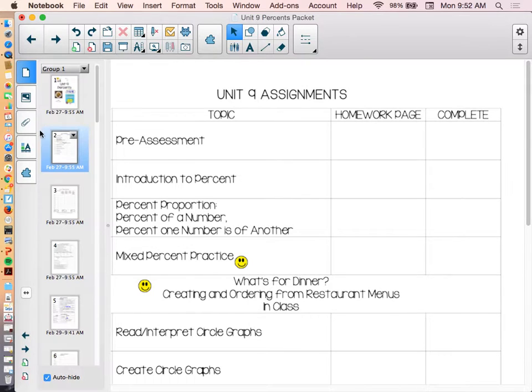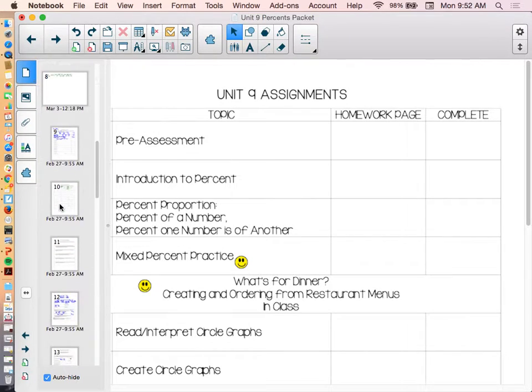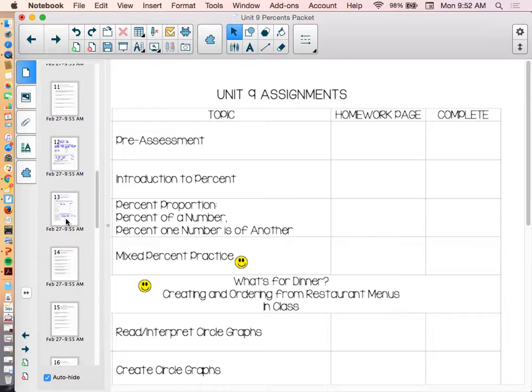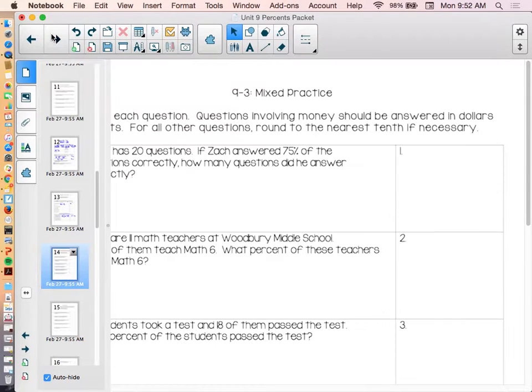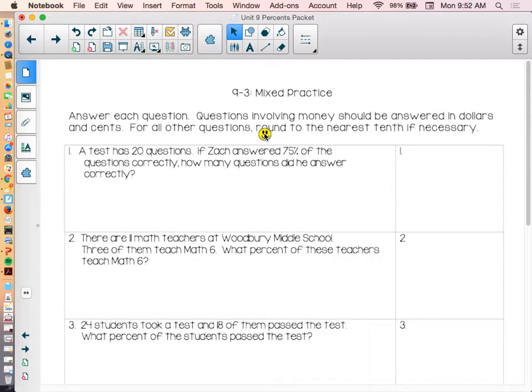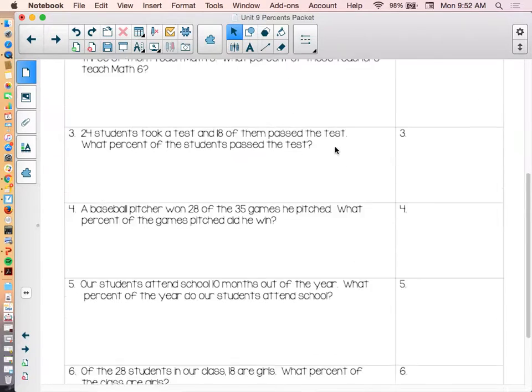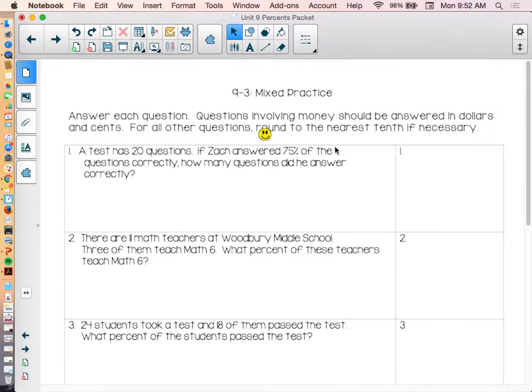If we look ahead to the homework for 9-3, this is really a mixture of all the practice that you started doing in 9-2. So looking here at page 13, you have to answer each question. Make sure that anything involving money is answered in dollars or cents, and round to the nearest tenth if necessary for any other questions.